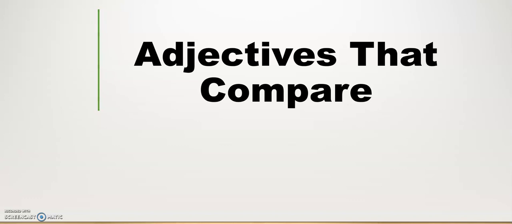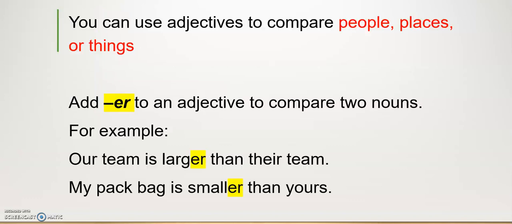Okay, let's start. What's the meaning of adjectives that compare? Let's see. You can use adjectives to compare people, places, or things. We can add er to an adjective to compare two nouns. Only two nouns. When we see two nouns that we are comparing together, we add er only.